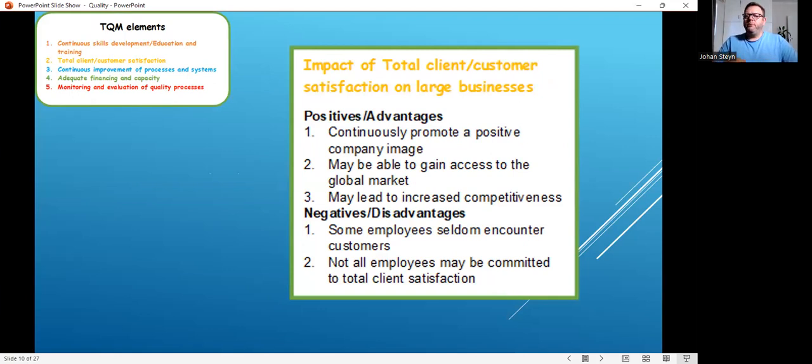So continuously promote a positive company image. Because now if the business works well and everything goes well, and it goes well like Shell, then it promotes the business because people are talking. I went there, it's awesome. Or you now have access to the global market. So now someone visits South Africa, especially now, and people visit South Africa again. So now they come here and they say, you know, I bought this from there.